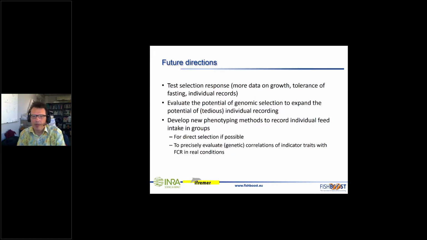And there is also an opportunity to develop new phenotyping methods to record individual feed intake in groups. For direct selection, if possible, that would be fantastic. But we also need these phenotyping methods, even if they are tedious, to precisely evaluate the correlations, and especially the genetic correlations of the indicator traits, maybe easier to measure, with FCR, so that we can devise ways to improve FCR by indirect methods. And that's all for my presentation. Thank you.